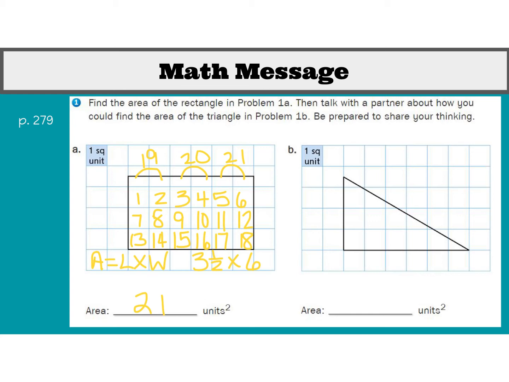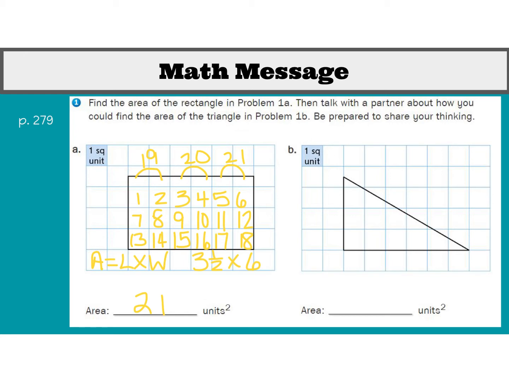Now, when we take a look at 1B, our strategy might be a bit different. So we know a lot about finding areas of rectangles. Imagine how we're going to find the area of this triangle. We don't have a formula for that yet, or do we? Can we take something that we know that may help us find something that we don't know?